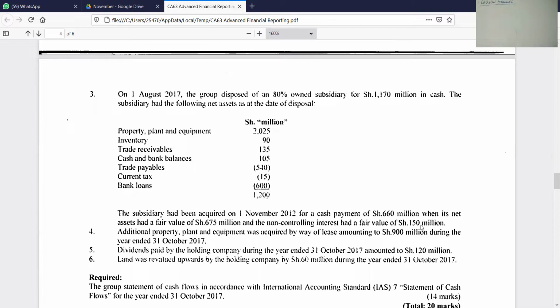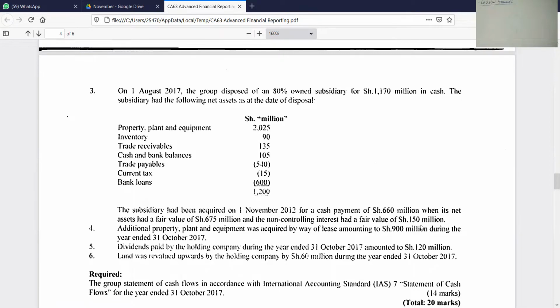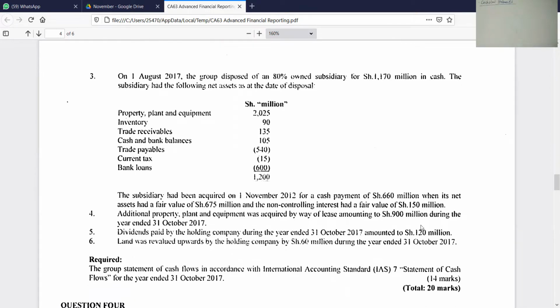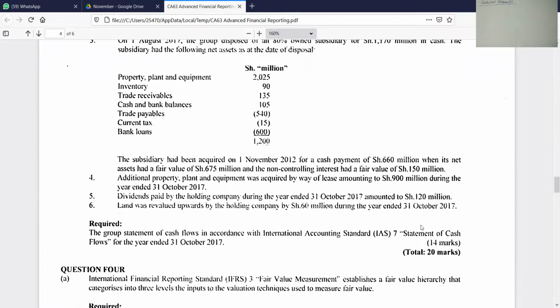As per note 3, you are told that on 1st August 2017, the group disposed of an 80% owned subsidiary. This implies that this question concerns a subsidiary which was disposed. It was an 80% owned subsidiary. You are given the proceeds received on disposal, which is 1,170, and you are given the net assets of that subsidiary which was disposed.